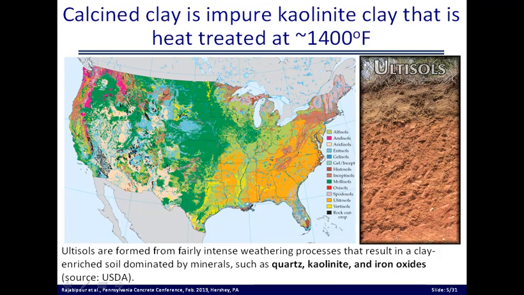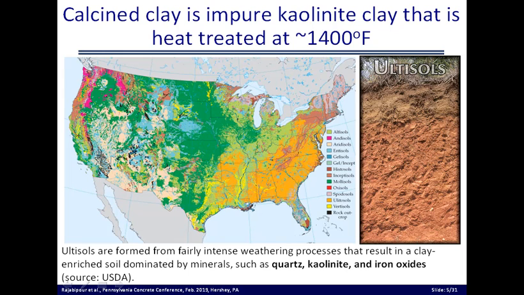So let me start with what calcined clay is. A lot of people, when they hear calcined clay, think about metakaolin, which is a kind of niche, high-priced product based on a very high purity kaolinite clay that is calcined and ground to a high fineness. It can have a very good impact on the properties of concrete, but it comes at a premium cost.